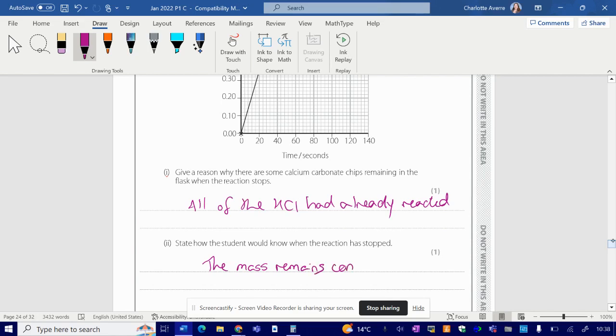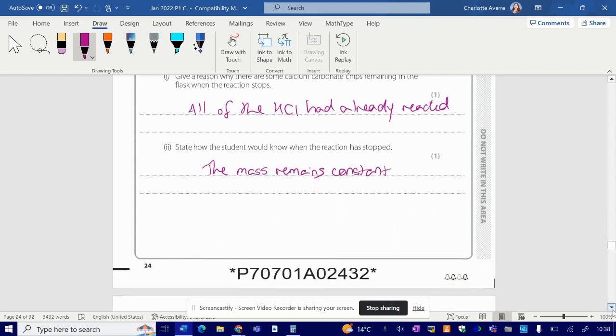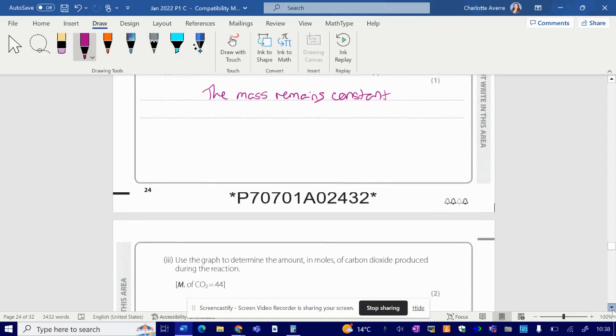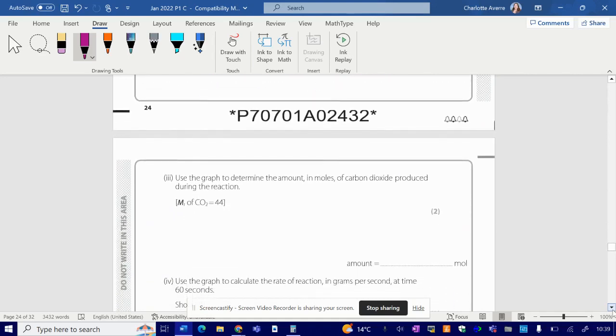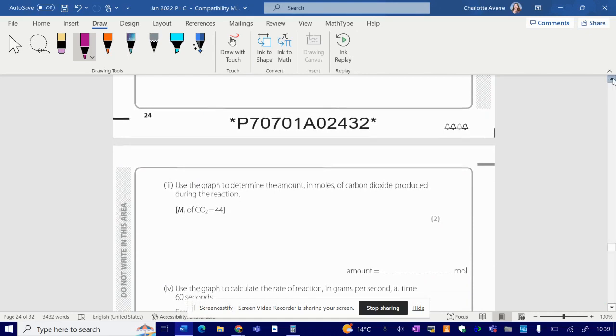Just saying that it stops bubbling isn't really enough, because sometimes the bubbles are so small that you don't really see them. The mass remaining constant is the best answer there. Okay, use your graph to determine the amount in moles of carbon dioxide produced.